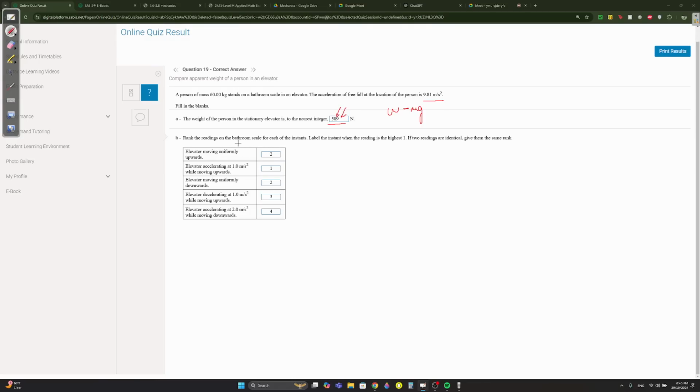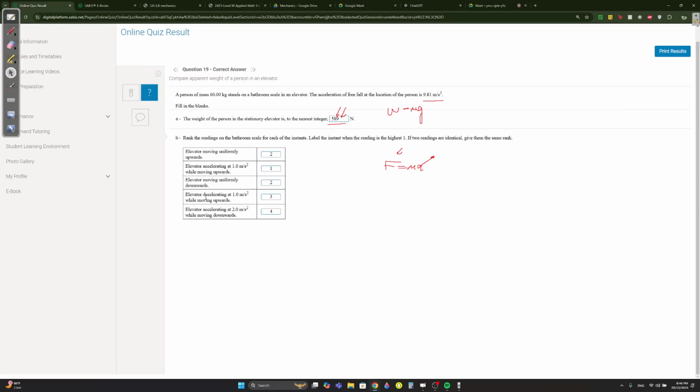Okay. Rank the readings on the bathroom scale for the instances. Label the instance when the reading is the highest as 1. If two readings are identical, give them the same number. You know F is equal to MA. So if A increases, then obviously F will increase. So the reading will increase when you increase the acceleration. The acceleration is highest here. Why is it not this one? Because here it's moving downwards. So the highest one is 1.